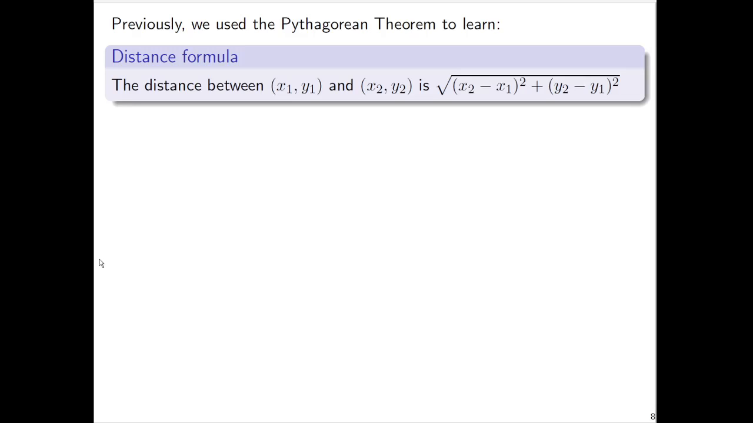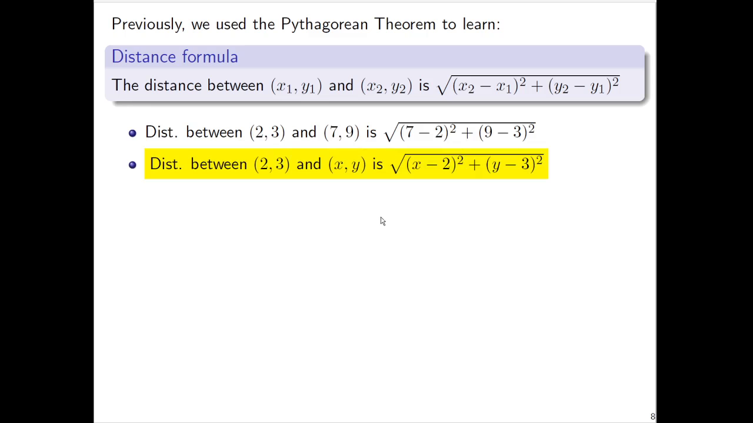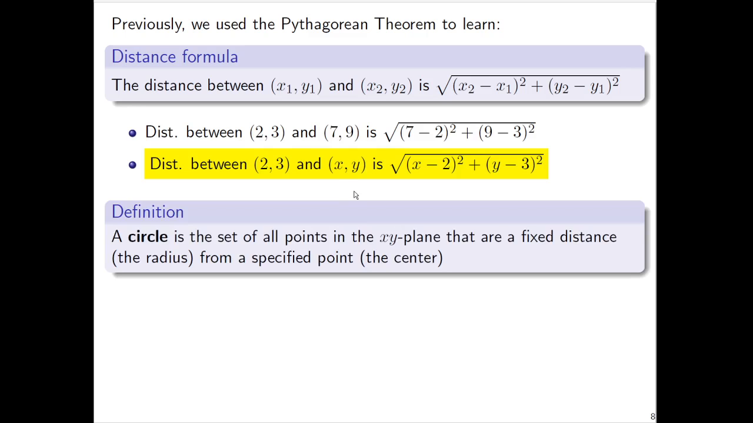Previously, we used the Pythagorean theorem to learn the distance formula. So there it is again. The distance between (2, 3) and (7, 9) is given like this. And so the distance between (2, 3) and (x, y) would look like that. No different really, other than the second point just has variables x, y instead of numbers 7 and 9.